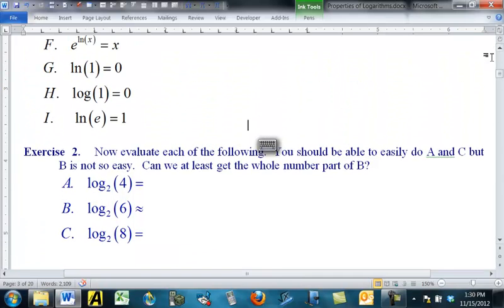Now what we want to do next is evaluate these following expressions. Two of these should be pretty easy for you. A and C are easy, but B is probably a little hard. In fact, it's probably impossible to approximate this very well, but you should at least be able to get the whole number part, not necessarily rounding to the nearest whole number, but finding out what the whole number part is. The decimal part is going to be more difficult. But see if you can go ahead and figure these two things out. Press pause now.